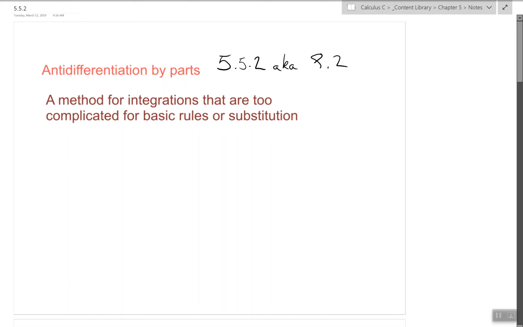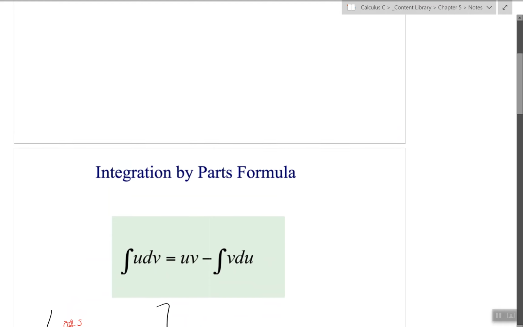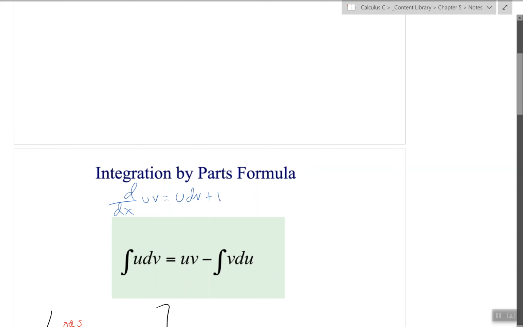So if we look down at the actual formula for this, we have the integral of u dv equals uv minus integral v du. So this comes directly from the product rule that we had for derivatives. So for the derivative of a product, we'll go again with uv. It was u dv plus v du. That was the product rule. First times the derivative of the second plus second times the derivative of the first.